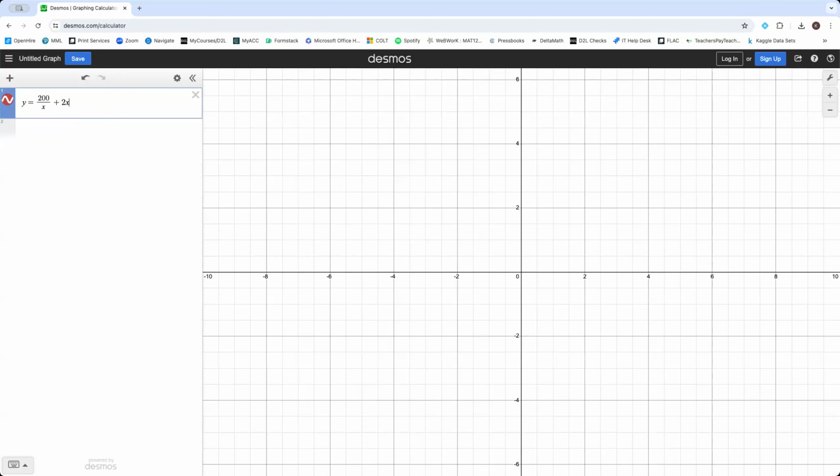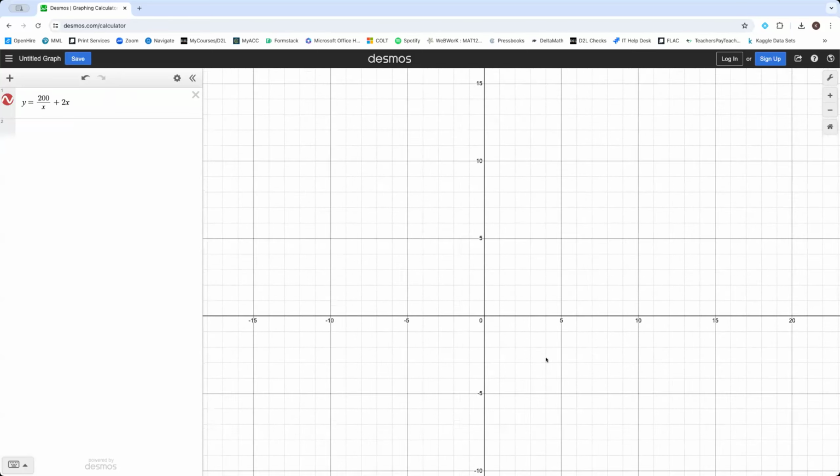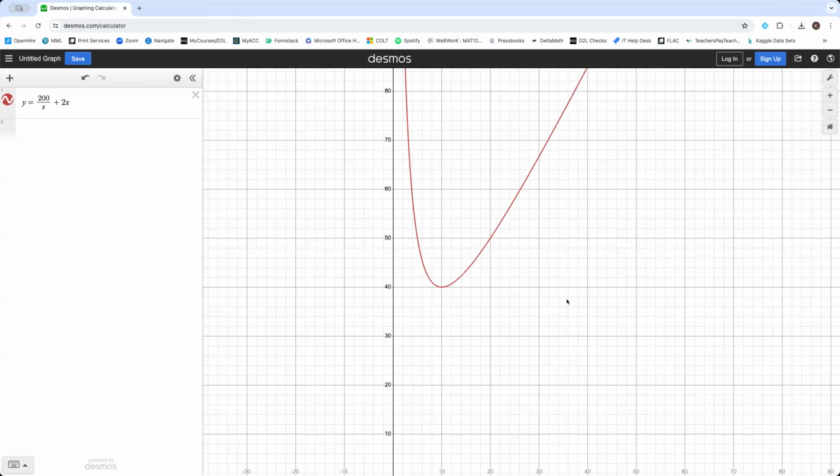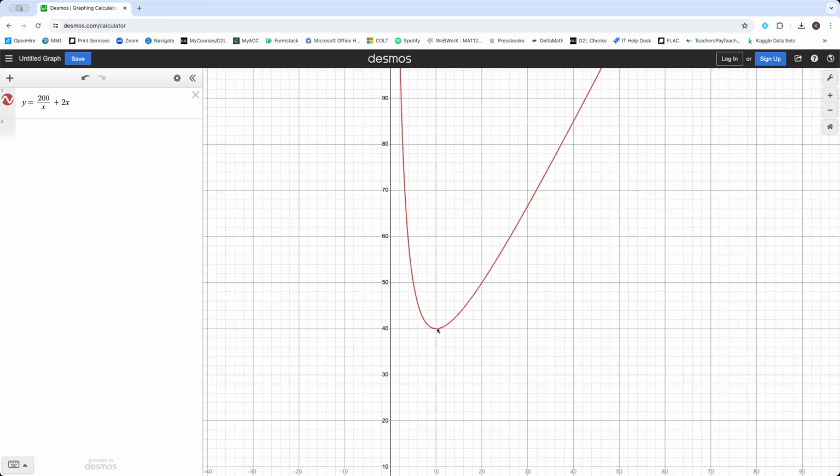Plus 2X. Now this did not show up very well, so I'm going to zoom out until I start seeing that graph. Okay, here it is. So there's the graph, and we can very clearly see that we've got that minimum. And if we click on the graph, it's going to tell us what that minimum is. So the minimum occurs at the ordered pair (10, 40).